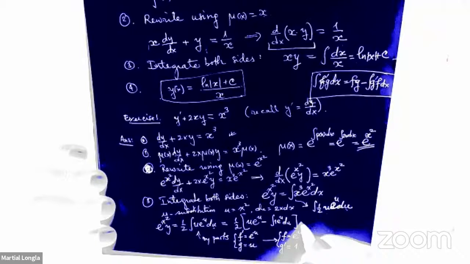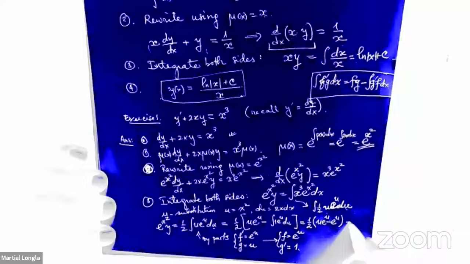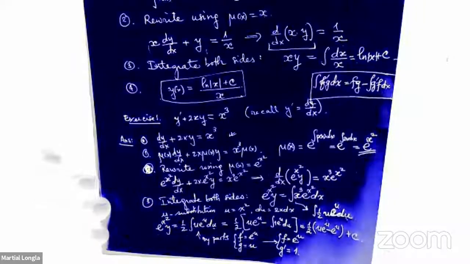And so this answer gives you 1/2 u e to the u minus the integral of e to the u, which is e to the u, plus the constant of integration. That's it.